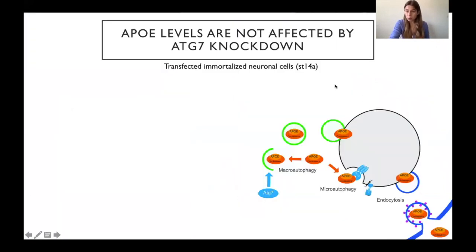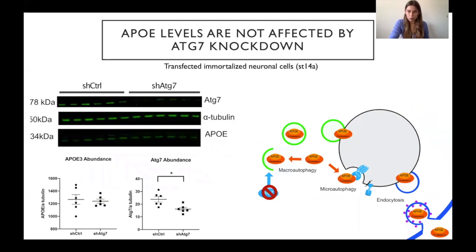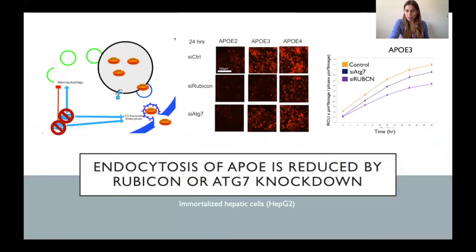I performed a similar experiment knocking down a protein called ATG7, which is required for macroautophagy. And surprisingly, I didn't see any change in ApoE levels. This suggested that ApoE degradation does not require macroautophagy.